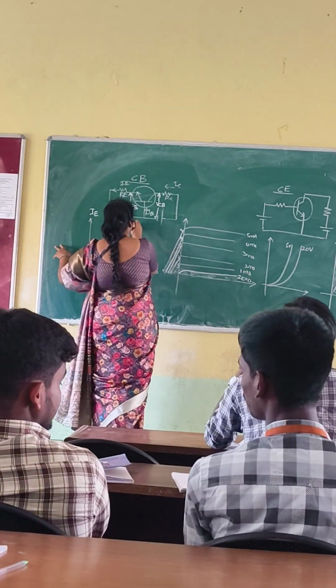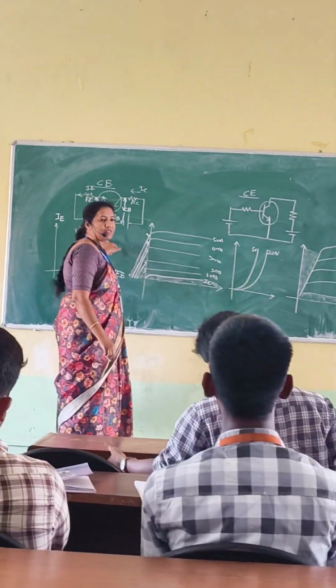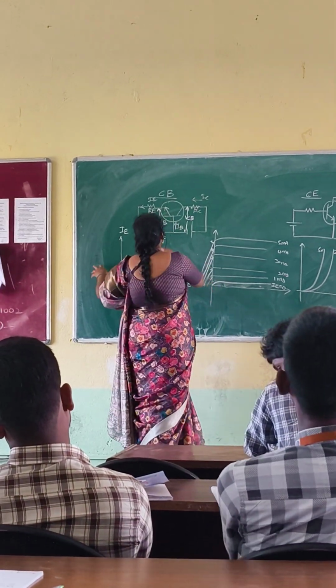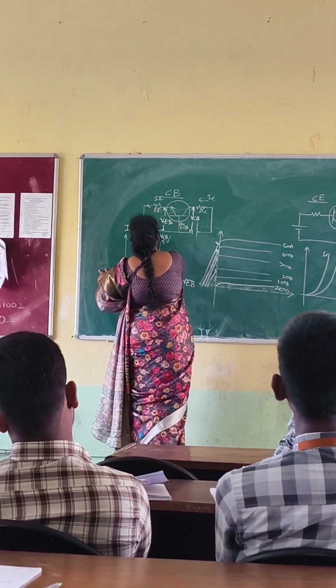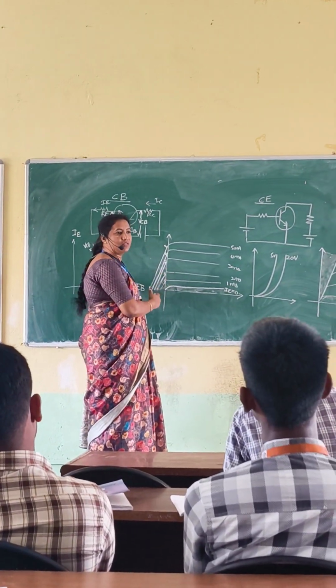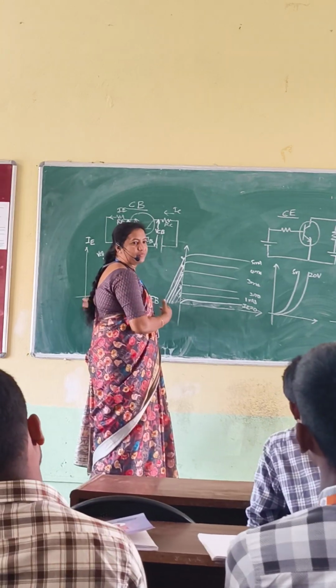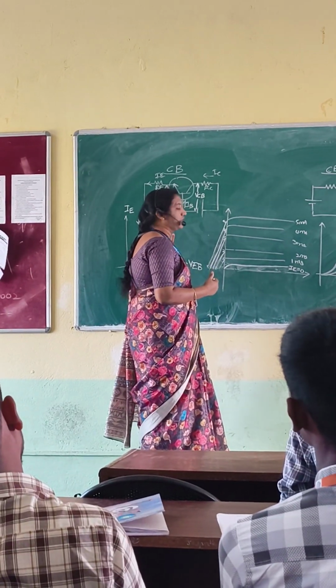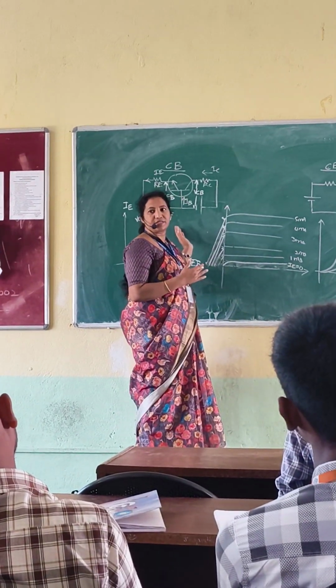So if VCB is 5 volts, we get the graph like this. If we increase VCB to 10 volts, then the graph shifts towards a lower value, which means the cut-in voltage reduces. It starts a little bit earlier in the graph. So this is about input characteristics.